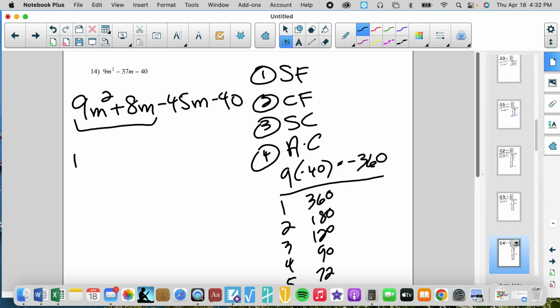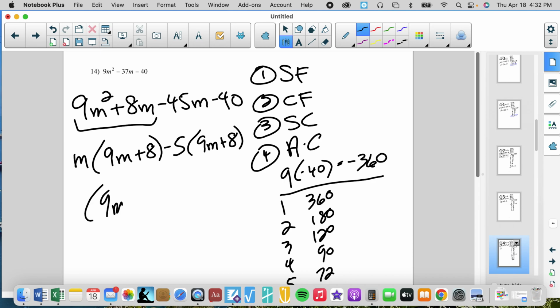We're going to factor out just an m. We get 9m plus 8. We're going to factor out a negative 5. And that gives us 9m plus 8. So it's 9m plus 8, m minus 5.